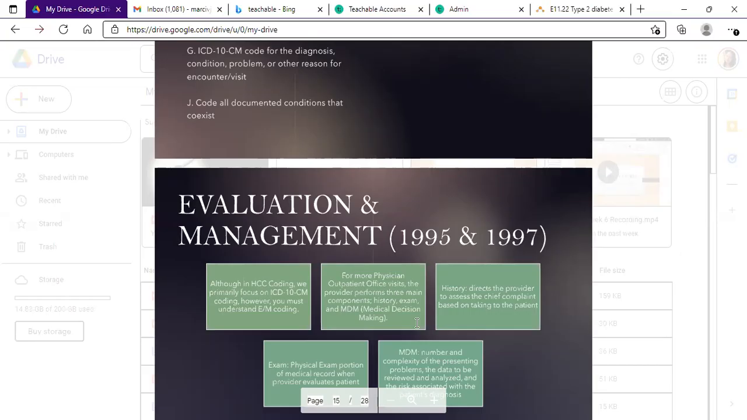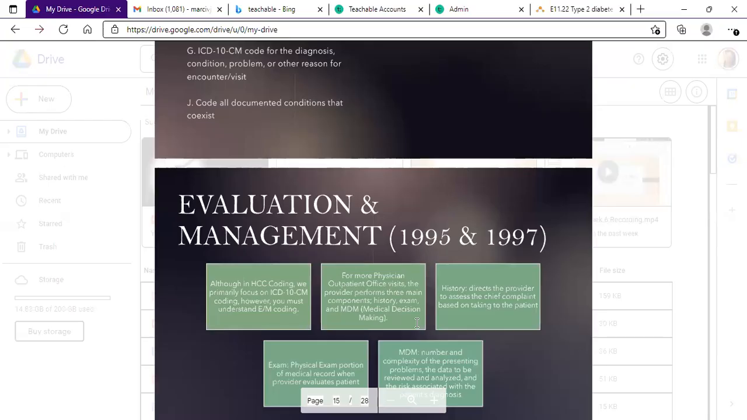So although this is not a need to know for the exam, it's a need to know to bring all of the other stuff together, especially with the components of a medical chart. You cannot understand the chief complaint, the HPI, which is the history of present illness, the ROS, which is the review of systems, the P&E, which is the physical exam, or the A&P, assessment and plan, of a medical chart. You cannot understand the components of a medical chart if you do not know the basics or the basic foundation of evaluation and management code selection.